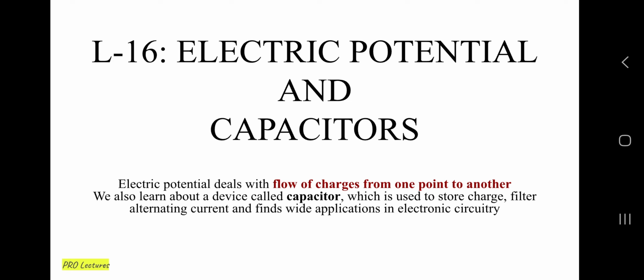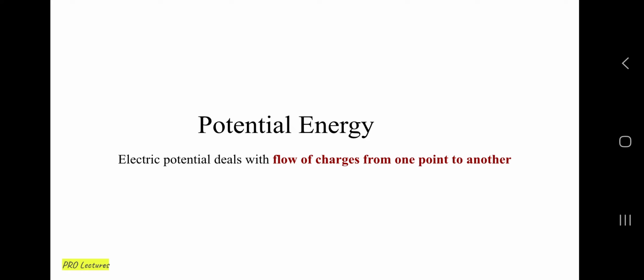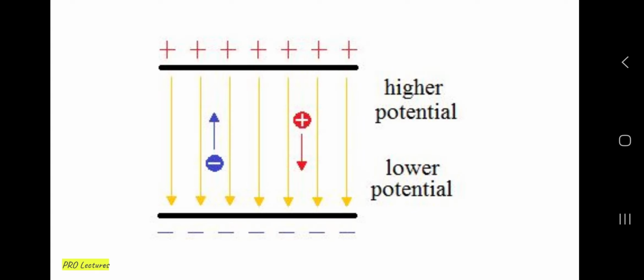So, let's get started. You've probably heard the term potential energy before, but in this context, we are talking about potential energy of a charge within an electric field. Electric potential is all about the energy stored at a point in an electric field, and it's closely related to the flow of charges from one point to another. Positive charge always moves from a point at higher potential to a point at lower potential.